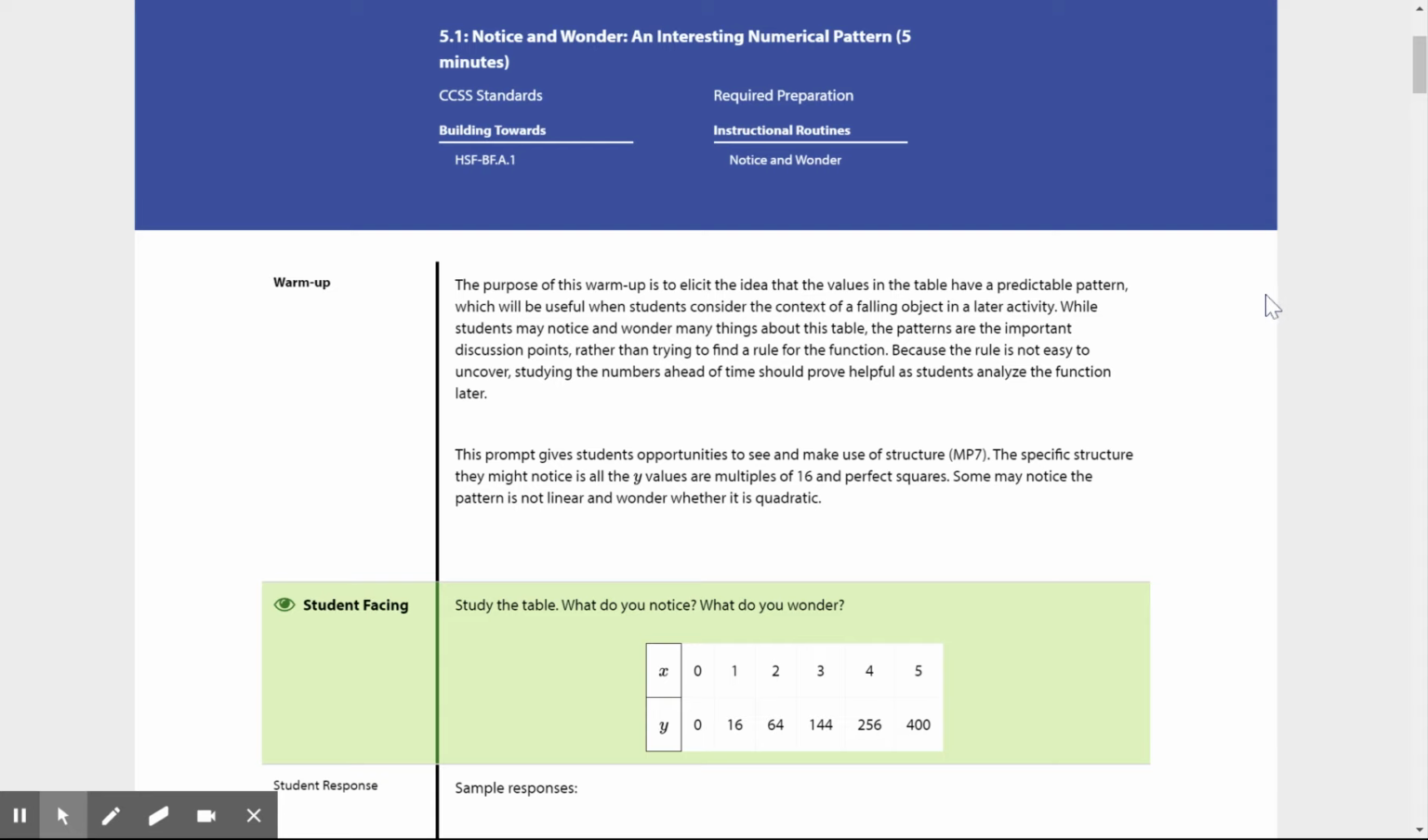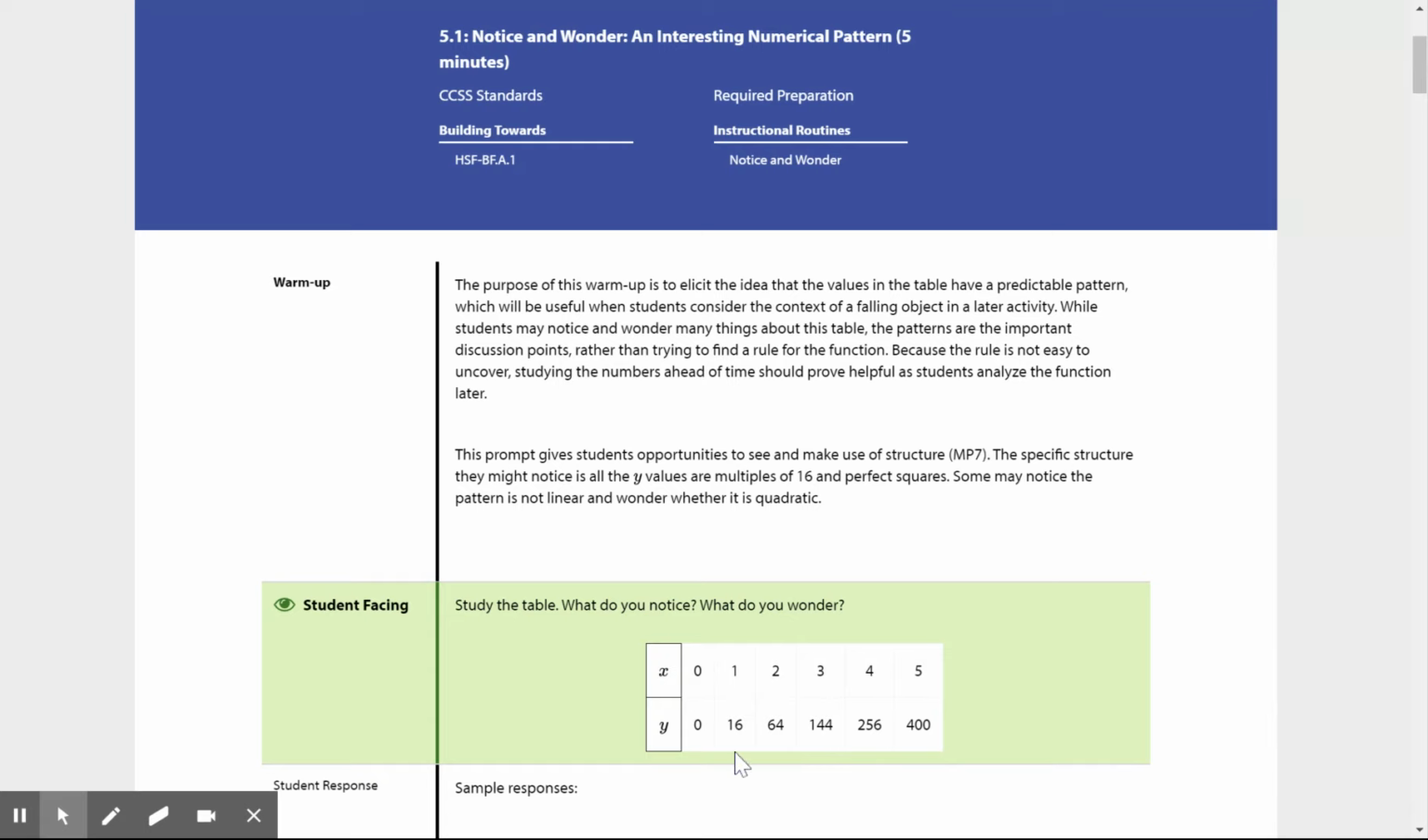All right, so yesterday you were asked to study the table and come up with some "what do you notice, what do you wonder." I know that looking at this, I definitely noticed a couple things. In the X's, it's 0, 1, 2, 3, 4, 5. So to me, the X's are increasing by 1 each time in the table. And then if I look at the Y's, this is 0, 16, 64, 144, 256, and 400.